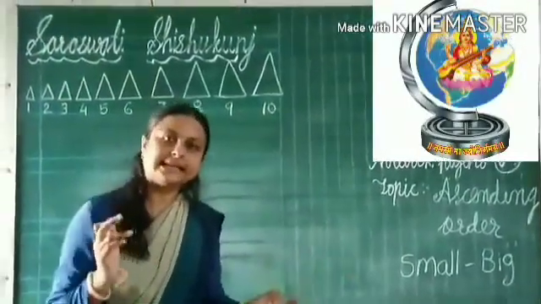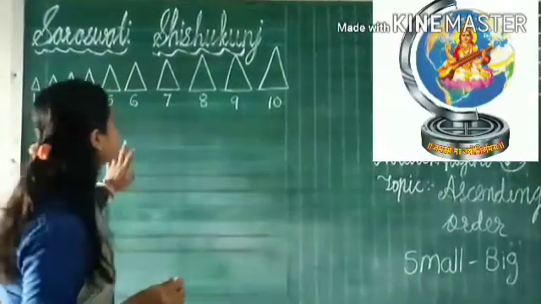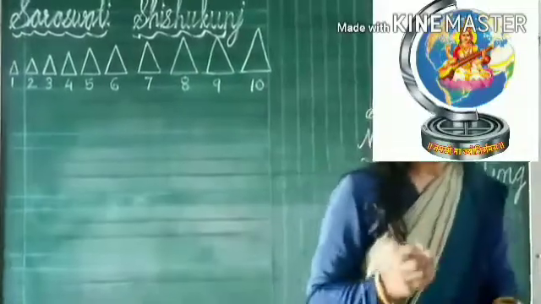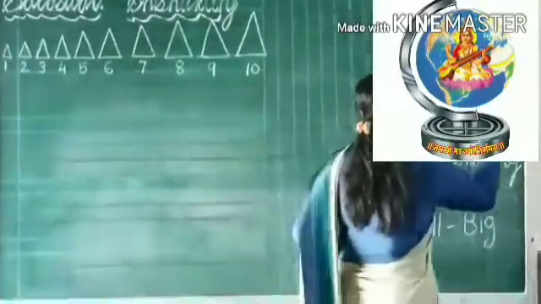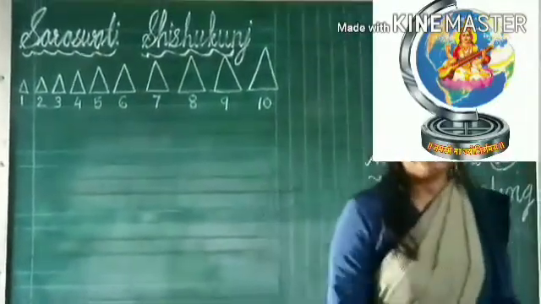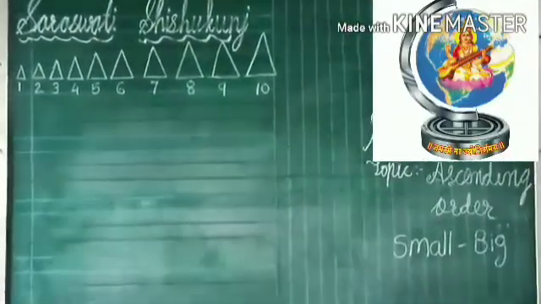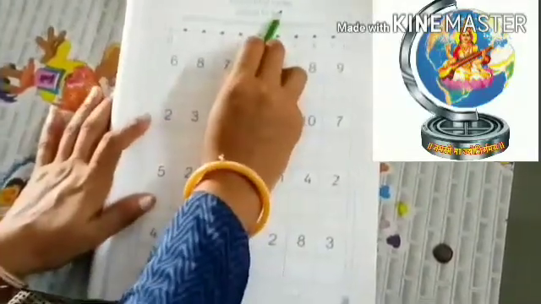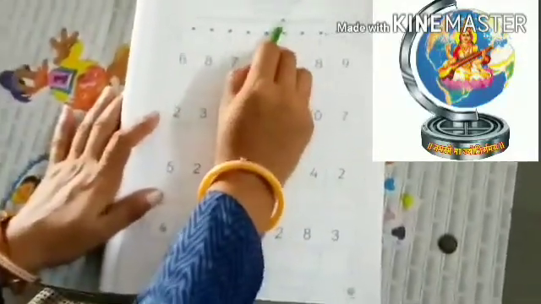Right students? Understand? Okay. Now let's write in our notebook. Page number 67. Look children, this is our maths notebook. In our maths notebook, page number 67. Okay, ascending order means small to big.